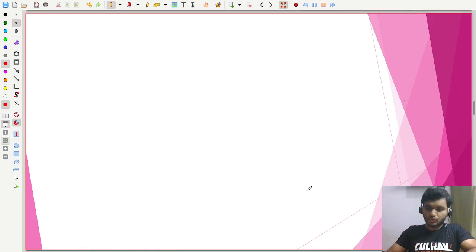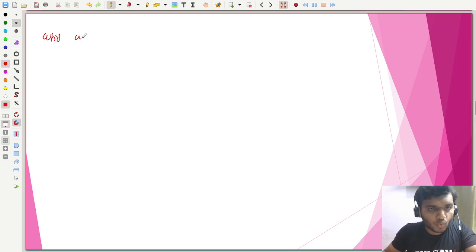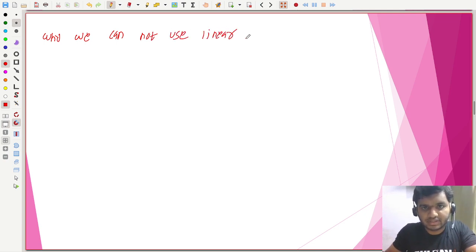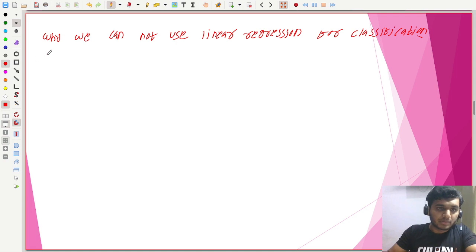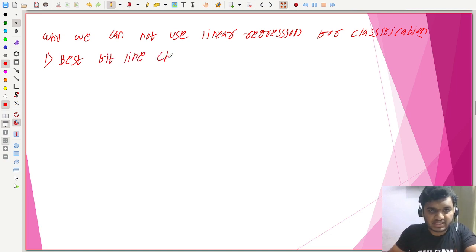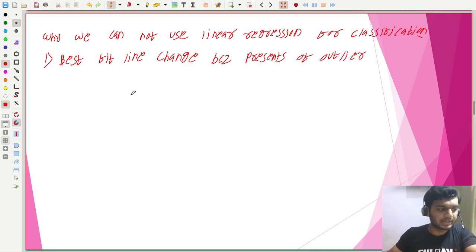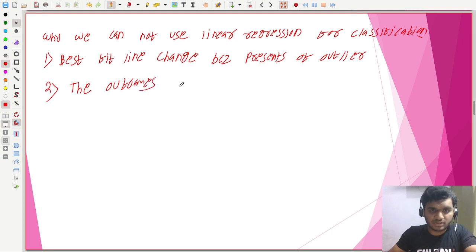So if you have a doubt why we cannot use linear regression for classification: the first one is that the best fit line changes because of the presence of an outlier. The second one is that the outcome comes greater than 1 and less than 0.